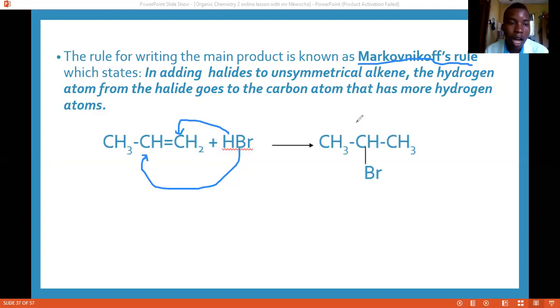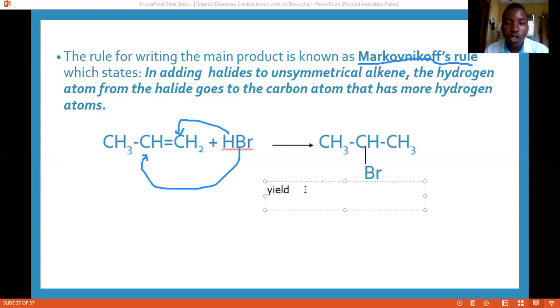So I ask the question, does it mean it's not possible for the hydrogen to go to the second carbon? It's not possible, my brothers and sisters. In chemistry, we don't say there is anything called impossible. We talk about the chances of it occurring, the yield. There's a word I'm going to introduce you to: yield. Let me type it. Yield is the amount of product formed.